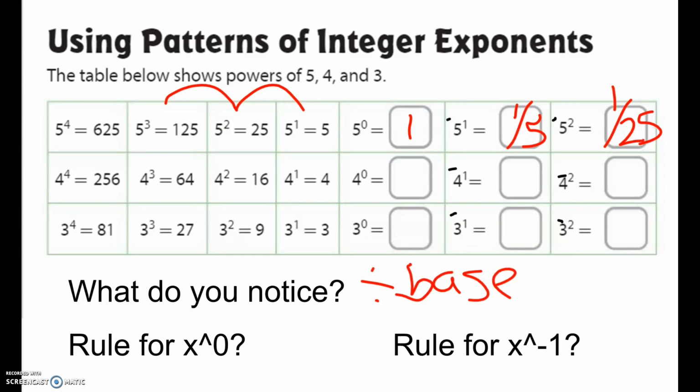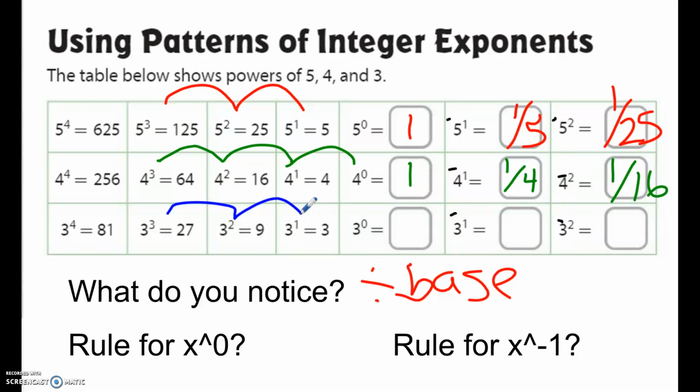Let's look at this one. As we move down, we have a base of 4, and what are you noticing? We're dividing by 4. 16 divided by 4 is 4. 4 divided by 4 is 1. 1 divided by 4 is 1/4. And 1/4 divided by 4 is 1/16. If you notice, our -2 is very similar to our 4 to the 2nd power, just the negative is a fraction. And our last one, we have a base of 3.